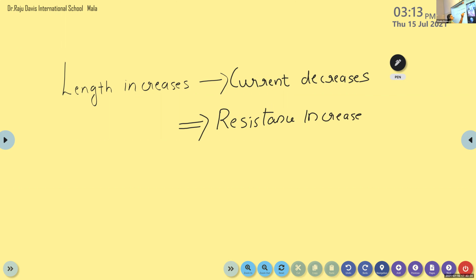This is the first observation that we made from this activity. Whenever the length increases, current decreases. According to Ohm's law, current is inversely proportional to resistance. So here, since current decreases, we can say the resistance increases. So this is the first observation. Now we can compare the next values.